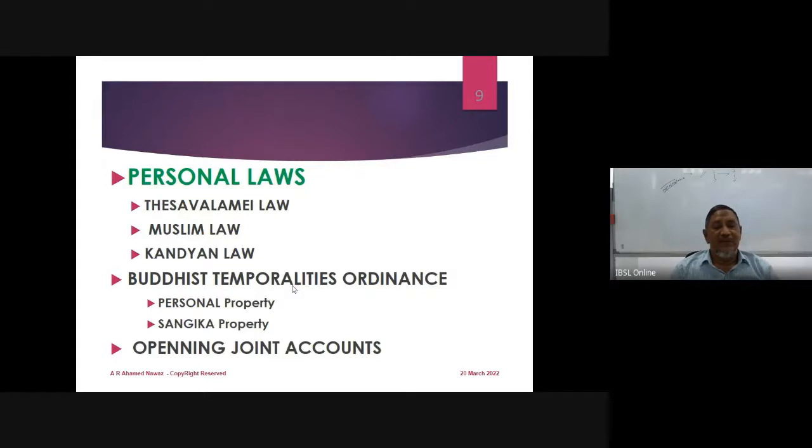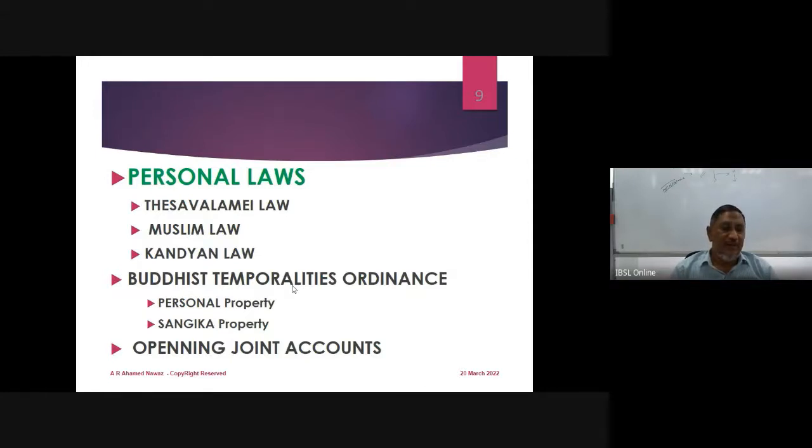Tesawalame law is applicable for the permanent residents rooted in the Jaffna Peninsula. Only in that area is this Tesawalame law applicable. They call them Malabars. So outside the Jaffna Peninsula, this law will not be applicable. Only the Jaffna Peninsula. Not all Tamils are affected by Tesawalame law. That means Eastern Province and upcountry Tamils are not coming under Tesawalame law.